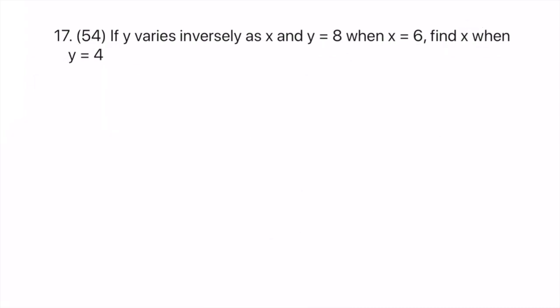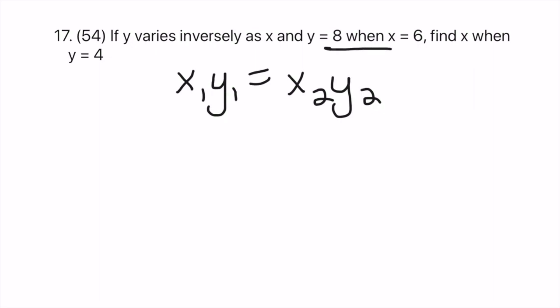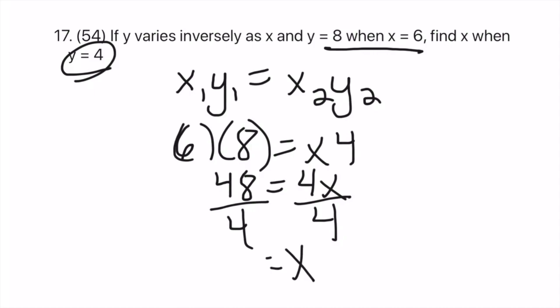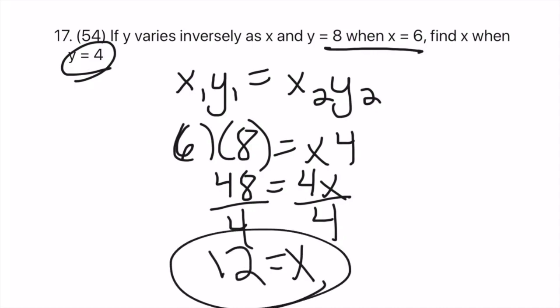Another way to solve inverse variation is to multiply your first x times your first y and set it equal to the product of your second x and your second y. So our first xy pair were 6 and 8. And our second xy pair, well, we know y was 4, but we don't know what x was. So we have 48 equals, I'm going to rewrite that as 4x. Divide both sides by 4. And you get x equals 12. Exact same answer, just another way to do it.